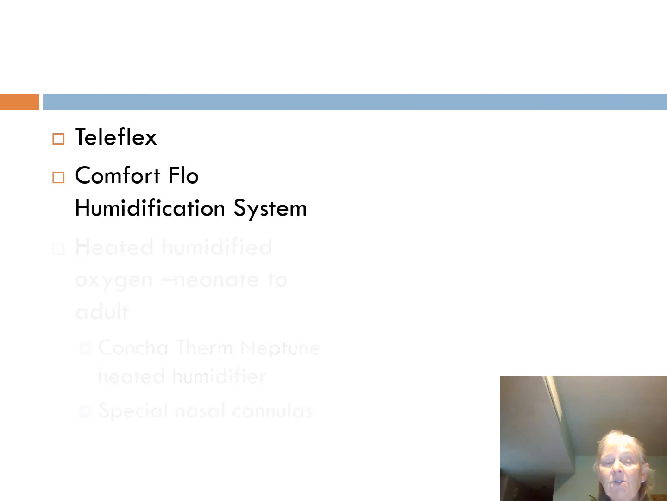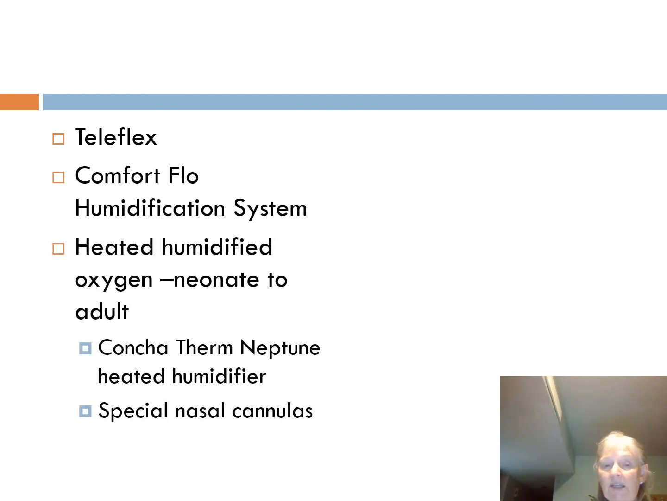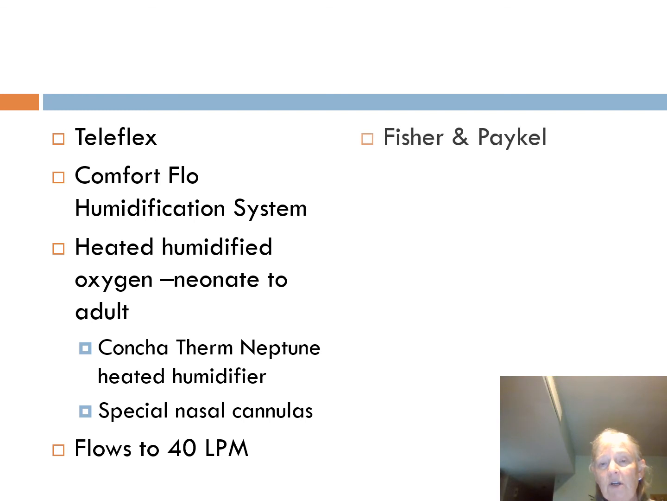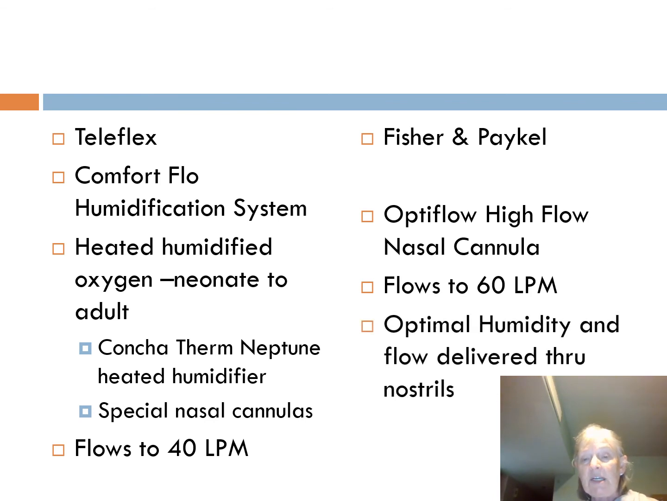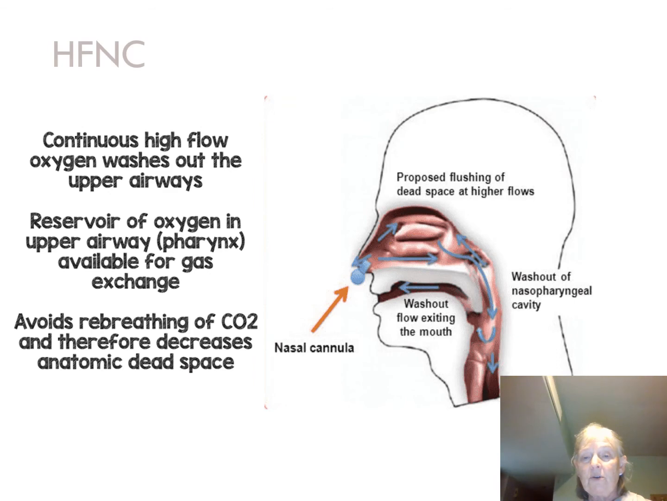Teleflex is another one. It's called Comfort Flow. It also has heated humidity, goes from neonate to adult, and it uses a conchotherm, and we'll talk about that when we get into therapeutics too. And all of these have their own special nasal cannulas, and this one goes up to 40 liters per minute. This is Fisher and Paykel, okay? Mr. Paykel is actually from New Zealand. That's how you pronounce his last name. And they have the OptiFlow. This one goes up to 60 liters, and it's delivering that humidity through your nostrils, okay?